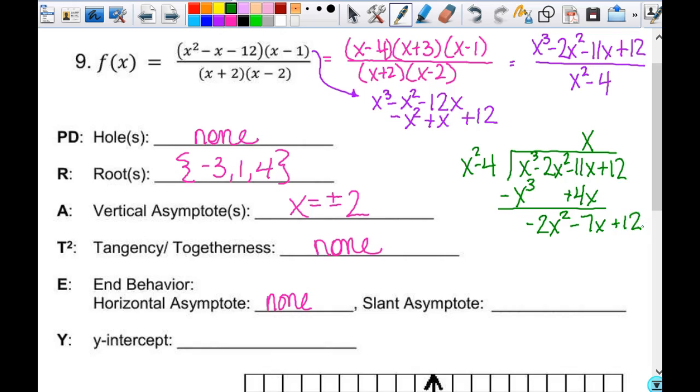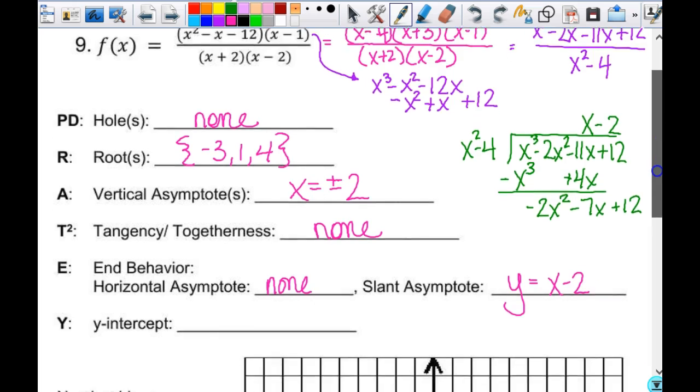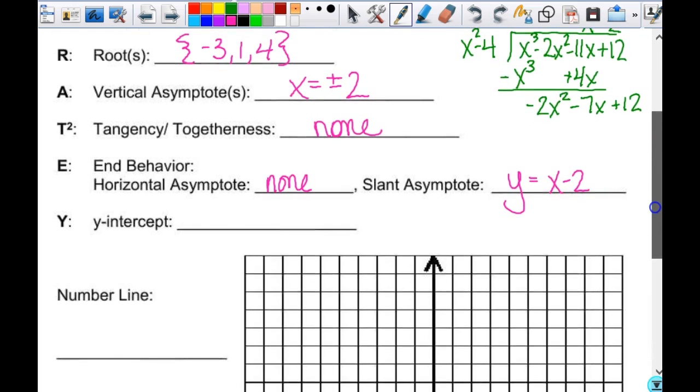X squared goes into negative 2x squared, a negative 2 times. And then does the rest of what happens even matter? No. So that means that my slant asymptote or my oblique asymptote is x minus 2. Everybody okay with all that?